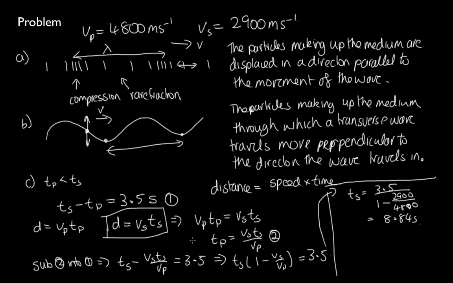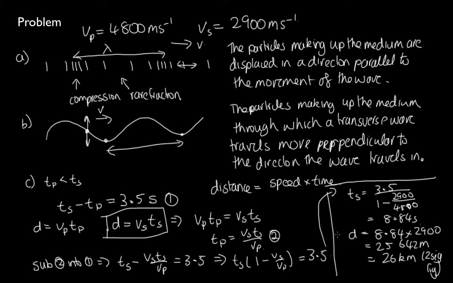The question has asked us to find the distance, so what we can do is now substitute back into this equation here to get the distance. So the distance is equal to 8.84 times the velocity Vs, which is 2,900. So this is equal to 25,642 meters, which is equal to 26 kilometers to 2 sig fig, which is scarily close really. So if you wanted to check this, what you could do is work out what TP was and just check that that gives you the same answer as well.